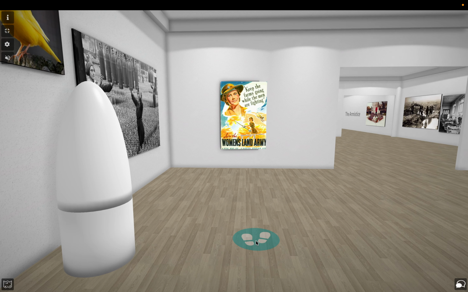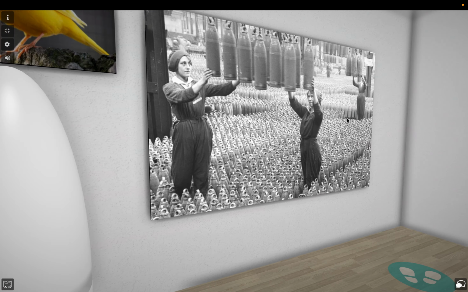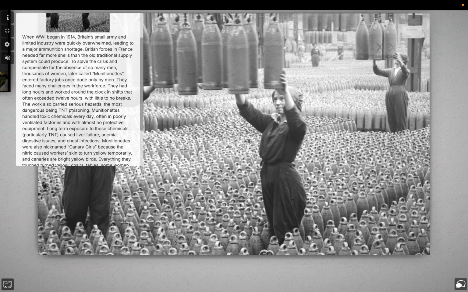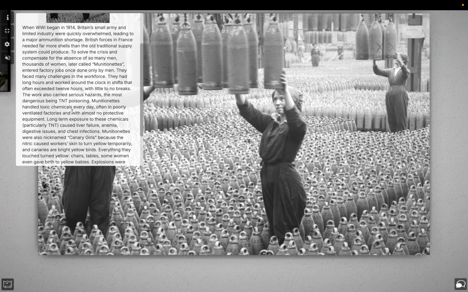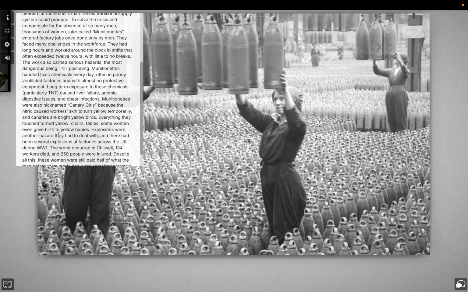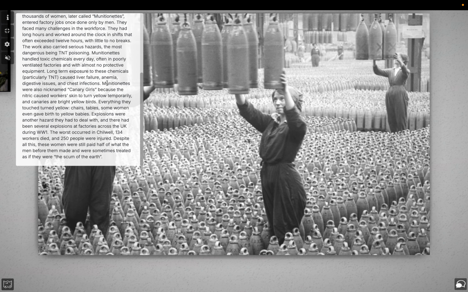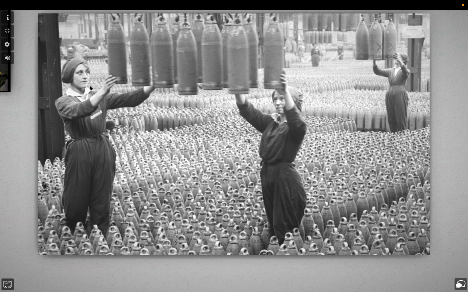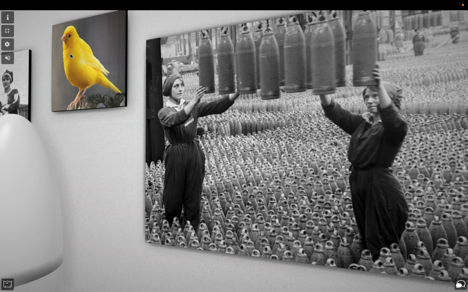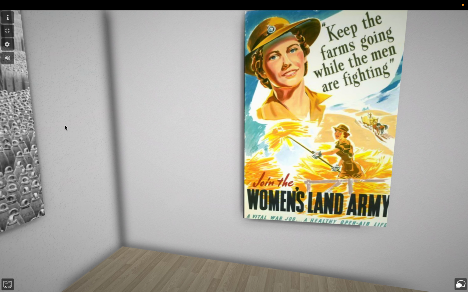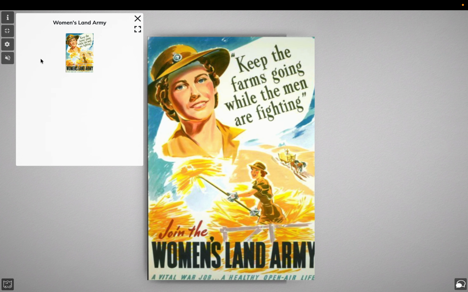Now, munitionettes. When everyone was at war, they needed shells, they needed munitions, so they hired a bunch of women to go do this. And they were called canary girls because the nitric acid caused women's skin to turn yellow temporarily. Even little kids that they birthed turned yellow, and this is a canary. It's really, really yellow.